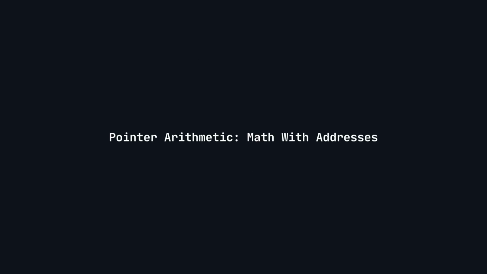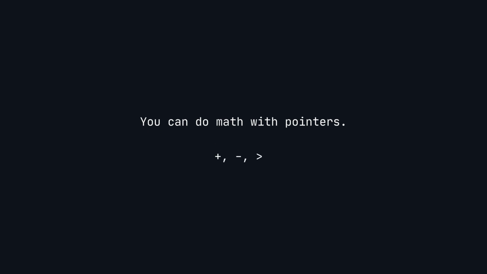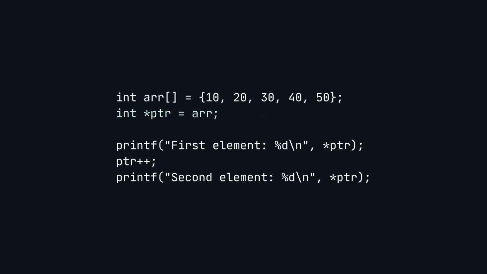Now we get to something that seems weird at first, but is actually genius. Pointer arithmetic. You can do math with pointers, you can add to them, subtract from them, compare them, but the math doesn't work quite like you'd expect. We start with PTR pointing to the first element of the array. Then we do PTR++. You might think this adds 1 to the address, but it doesn't. It adds the size of 1 int, which is typically 4 bytes. So if PTR was at address 1000, after PTR++, it's at address 1004.